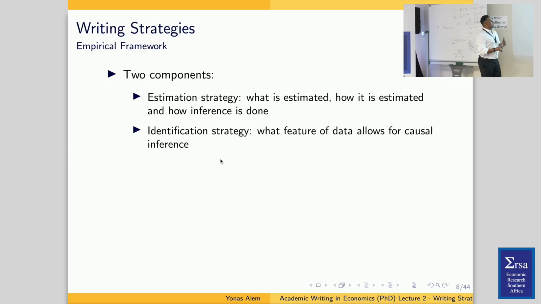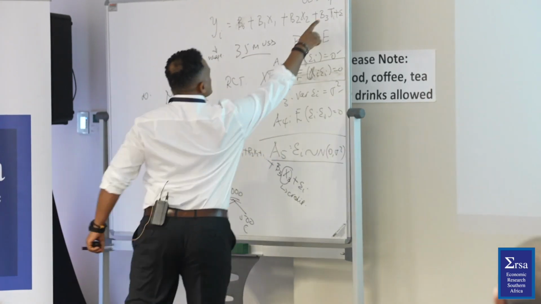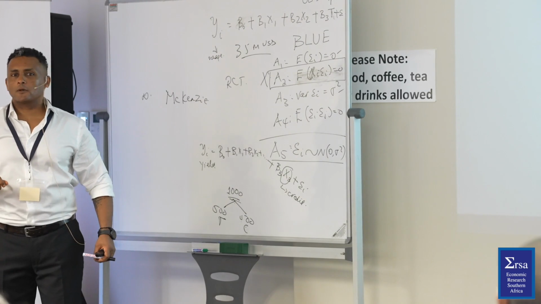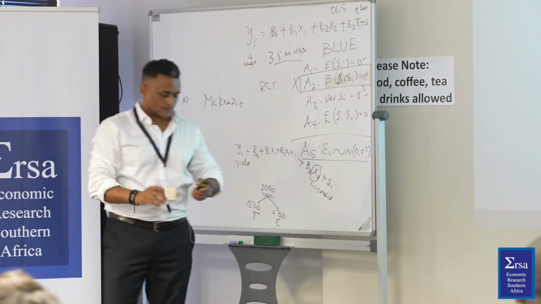Estimation strategy is what is estimated and how the inference is done. Are you using OLS, or a linear probability model, or a dynamic panel data model? That is the estimation strategy. The identification strategy is what feature of the data allows for causal inference. What makes you confident that you're able to identify the relationship between T and Y? That is the identification part.